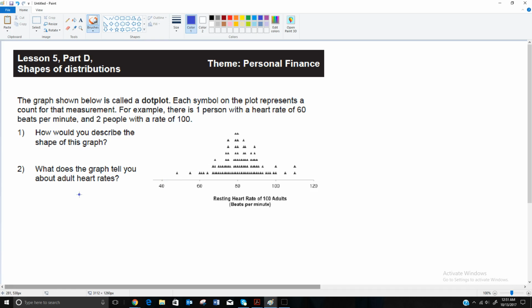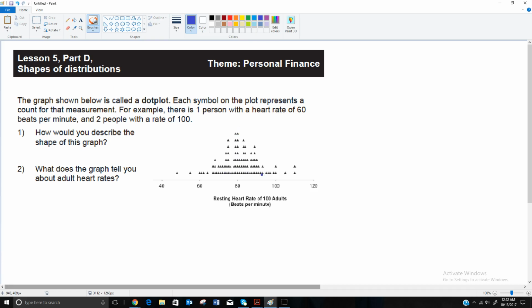And what does the graph tell you about heart rates? Well, there are several things we can notice. First of all, it looks like the average or the middle of these is around 80. It may be just a little higher than 80, maybe 81, but this cuts the people in the graph about 50-50 at around 80. So a typical heart rate is around 80 if we wanted to give one number.